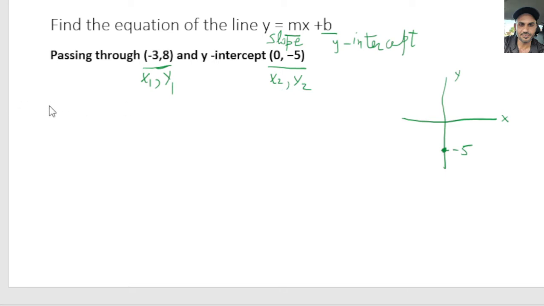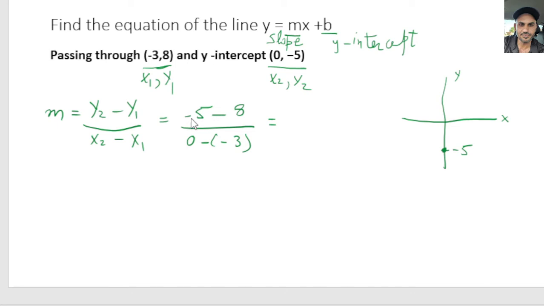So the slope of the line, we know the formula is m equals y2 minus y1 over x2 minus x1. Okay, now we're going to go ahead and plug in the values for these y values and x values, and we'll solve after that. So y2 is -5 minus y1, which is 8, divided by x2, which is 0, minus x1, which is -3.